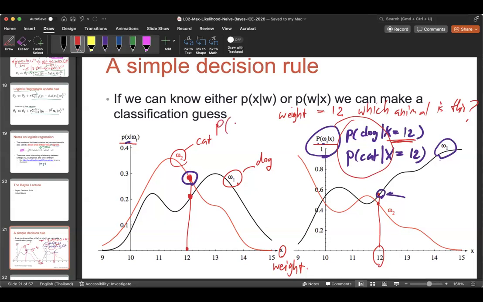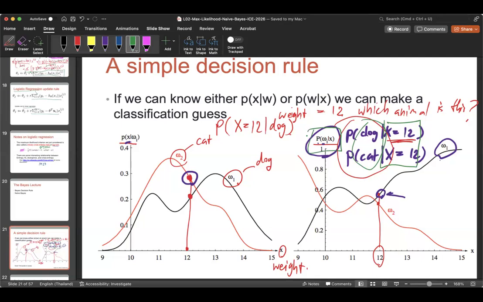On the other hand, what does the probability of X equals 12 given dog mean? It means that if it's a dog, how likely is it to have weight 12? Which is different from what we're asking, that I have some animal whose weight is 12, what should the animal be? So in general, when we make a classification choice, we compare the probabilities given the same input, which is this one.